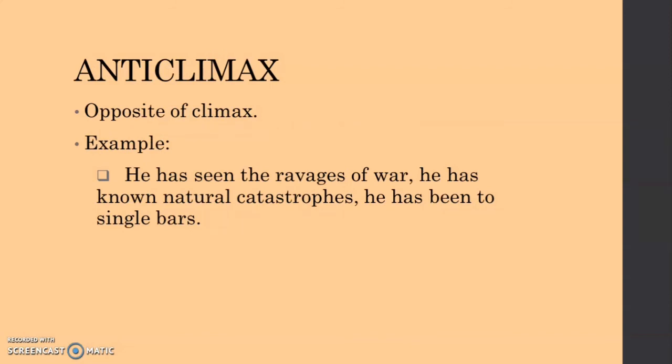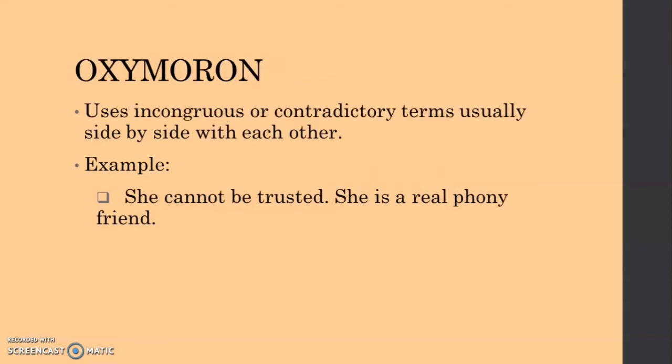If you have climax, we also have anticlimax. This is the opposite of climax. Example: he has seen the ravages of war, he has known natural catastrophes, he has been to single bars. See, the emotions and intensity of each word decreases, unlike in climax, where it eventually increases.